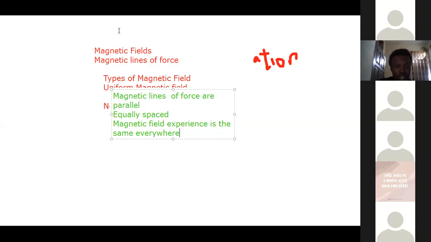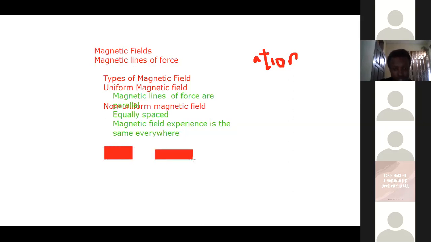So, for instance, if I have another one here, and if here is north and here is south, the lines of force move from one point to another, from the north. So one moves here.